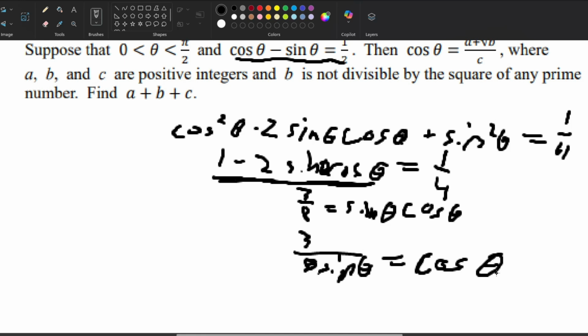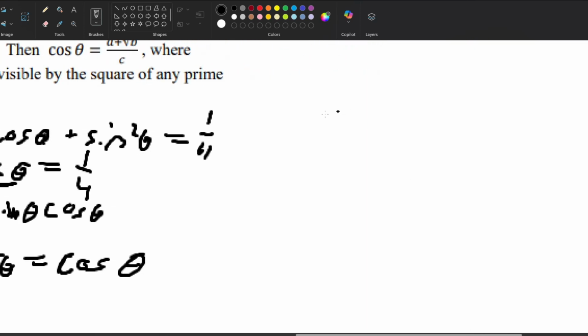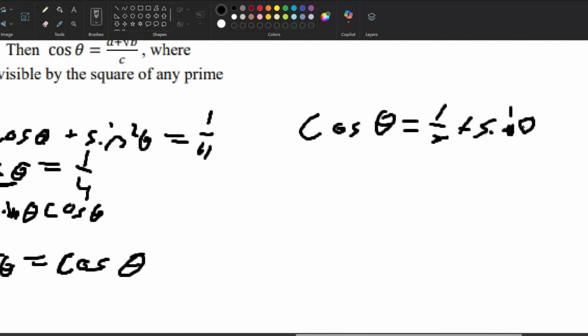Maybe I went about this the wrong way. Maybe I'll go a different approach. I'll just try over here. So cosine theta is equal to 1/2 plus sine theta. Maybe now I square it. Because then that'll give me 1/4 plus sine theta plus sine squared theta.